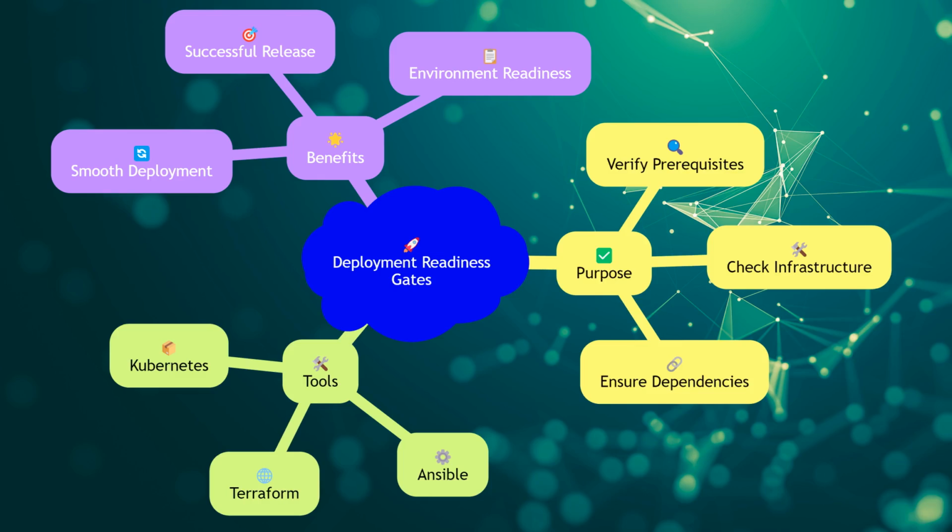Deployment readiness gates verify that all prerequisites for deployment are in place before the software is released. This includes checking that the necessary infrastructure, configurations, and dependencies are available and correctly set up. Tools like Terraform, Ansible, and Kubernetes can be used to automate the deployment readiness checks. Deployment readiness gates help ensure a smooth and successful deployment by verifying that the environment is ready for the new release.